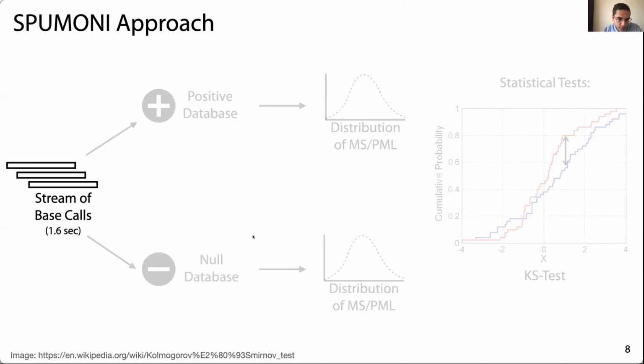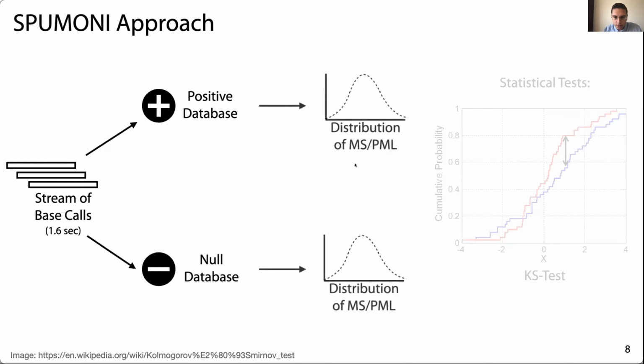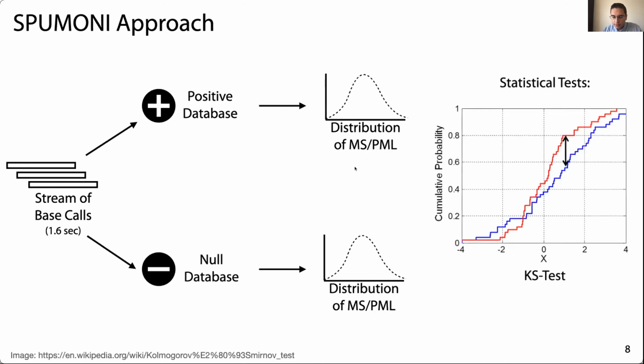We're starting out with a stream of base calls, like a nanopore sequencer. You can imagine each pore is giving us a read. And what we do is we generate the matching statistics or pseudo matching lengths against a positive and a null database. The positive database is essentially your sequences of interest, whatever you're interested in. And the null database is just the reverse of that sequence. So we generate these with respect to both of these databases, and we're going to get two distributions. Then we compare them using a simple statistical test, the Kolmogorov-Smirnov test, to see if they're significantly different. If they're different, that means the read is matching to some sequence in the positive database. If they're not, then it's not really matching. So that's how we make our ejection decisions.